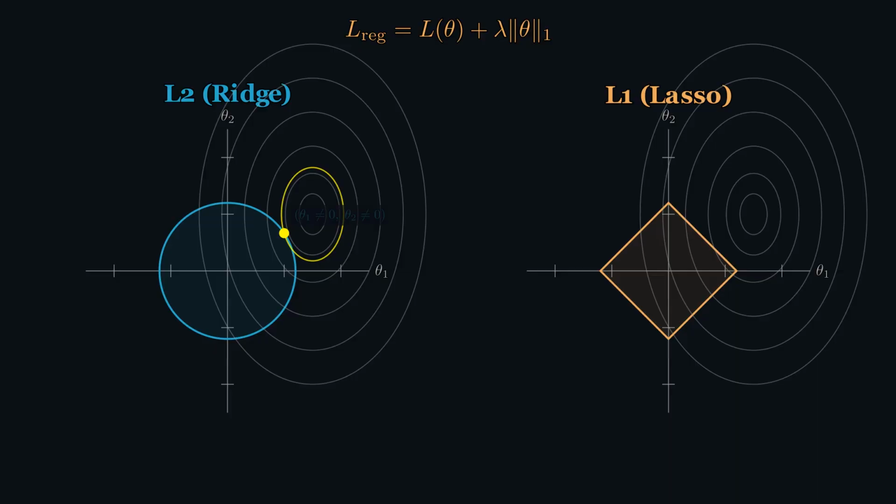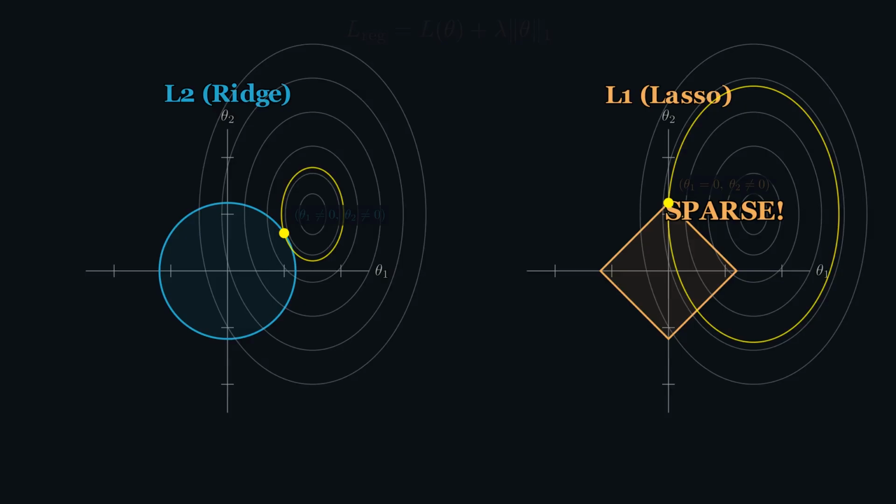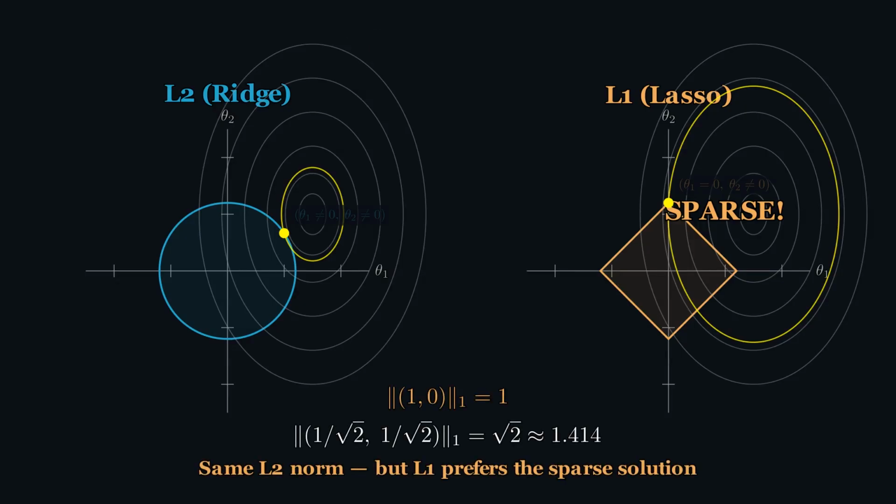L1 regularization, called lasso, adds the absolute values instead. This creates a diamond-shaped constraint region. And here's the magic. When the contours touch the diamond, they almost always hit a corner. At a corner, one coordinate is exactly 0. This is sparsity. L1 automatically selects which parameters matter and sets the rest to exactly 0. To see why, a vector on the axis like (1, 0) has L1 norm of 1, but a vector at 45 degrees with the same length has L1 norm of root 2, about 1.414. L1 genuinely prefers sparse solutions.